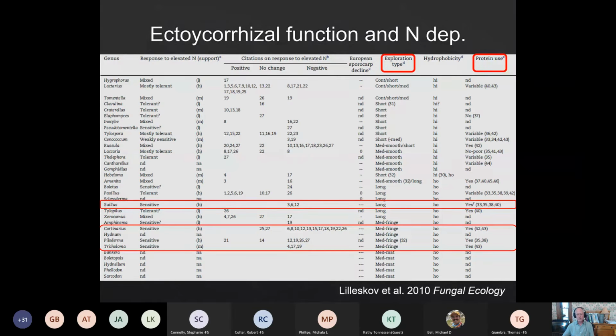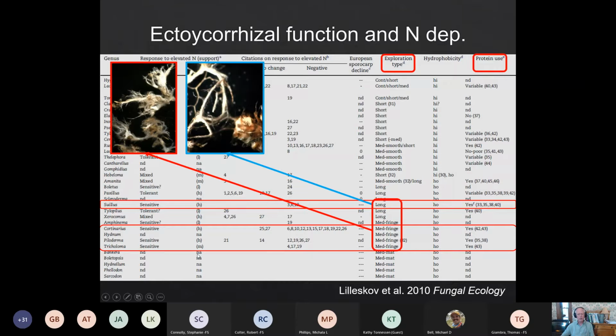So what about function? If we look at this in a little more detail, we mentioned the exploration types early on. What you can see is the species that are sensitive to elevated N, like Cortinarius, Piloderma, Tricholoma. They have these very carbon intensive and dense hyphal networks, such as you see here, and either long distance exploration types or these medium distance fringe exploration types that just dump a huge amount of hyphae and sort of engulf organic matter in the soil.